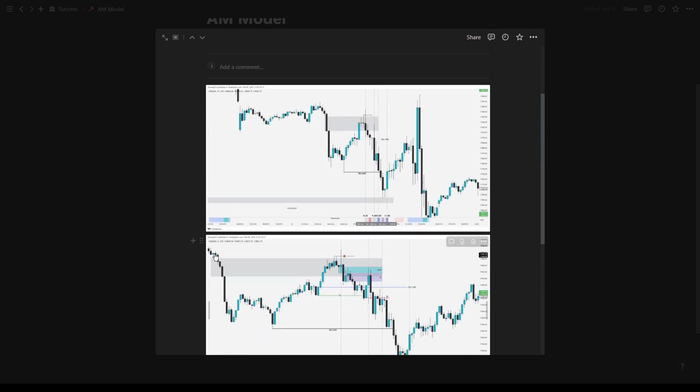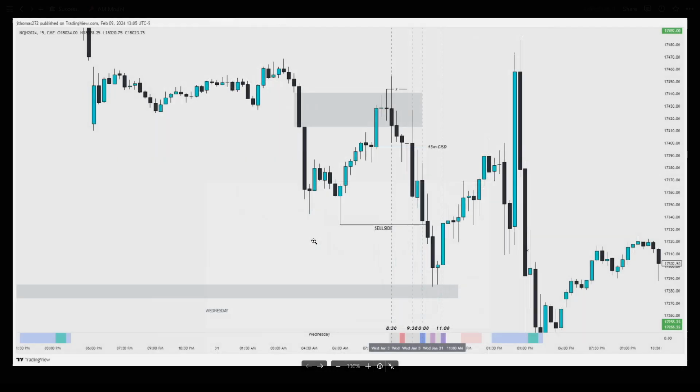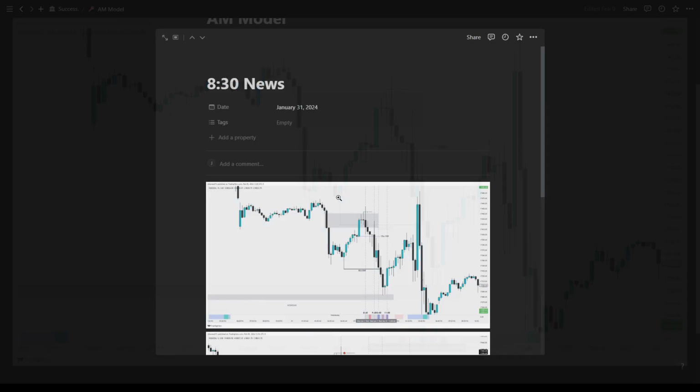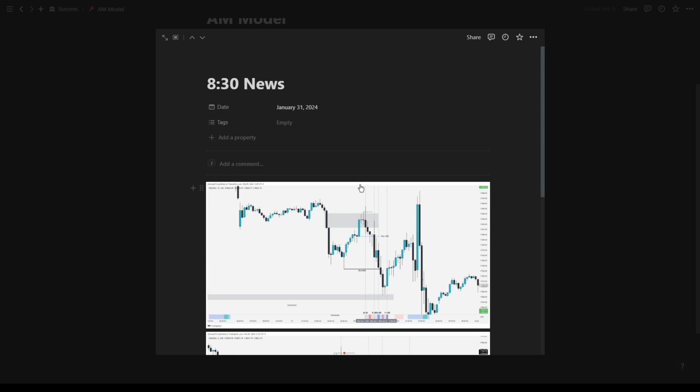Okay. So here is another example where we're looking at a market maker model, right? In this case, we have 8:30 news. So what are we expecting? 8:30 to 10:30, right? That's already what we're going into it looking for. 8:30 to 10:30 for our model to play out.